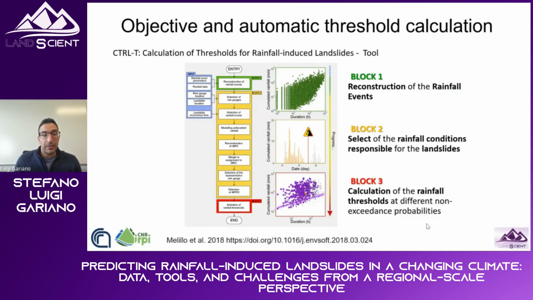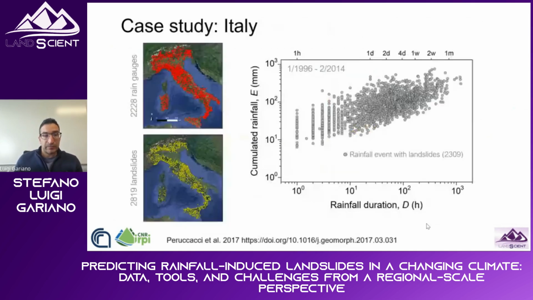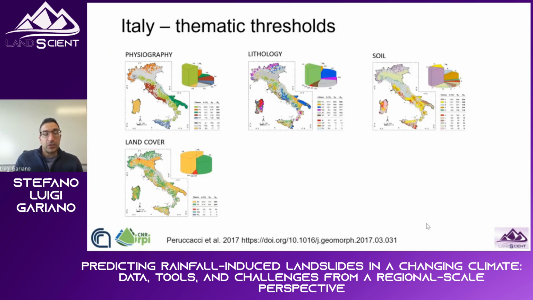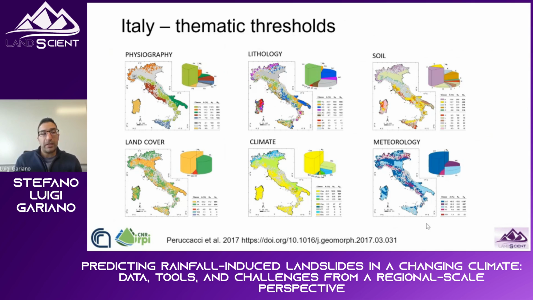And the final block allows the calculation of the rainfall thresholds. This is a case study we did in Italy, using only a part of the catalog that I showed you before. So we calculated different thresholds, different non-exceeding probabilities, and also we calculated thresholds not only for the whole Italian territory, but for several subdivisions of the Italian territory: a physiographical subdivision, lithological subdivision.